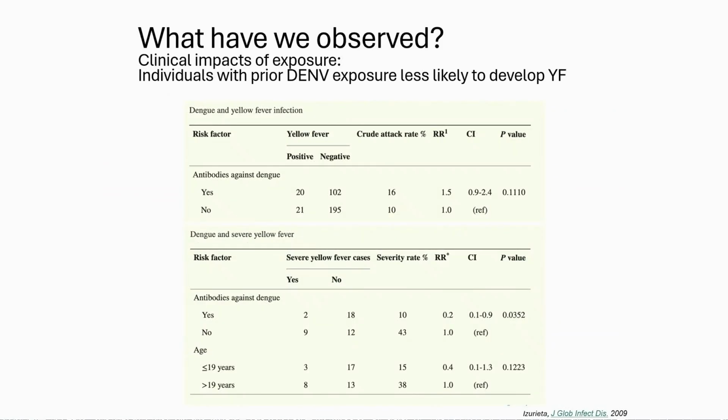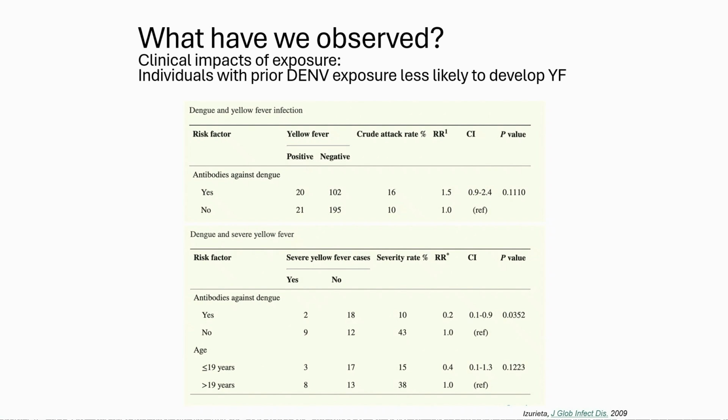This paper was a delight to read. I recommend people look at it. This is looking specifically at how dengue might impact yellow fever disease. It's looking at a cohort of people who were part of a naval unit in South America who experienced a yellow fever outbreak. They looked at the individuals who became infected with yellow fever virus and characterized their immune patterns and tried to decipher if they had had prior dengue exposure or not.